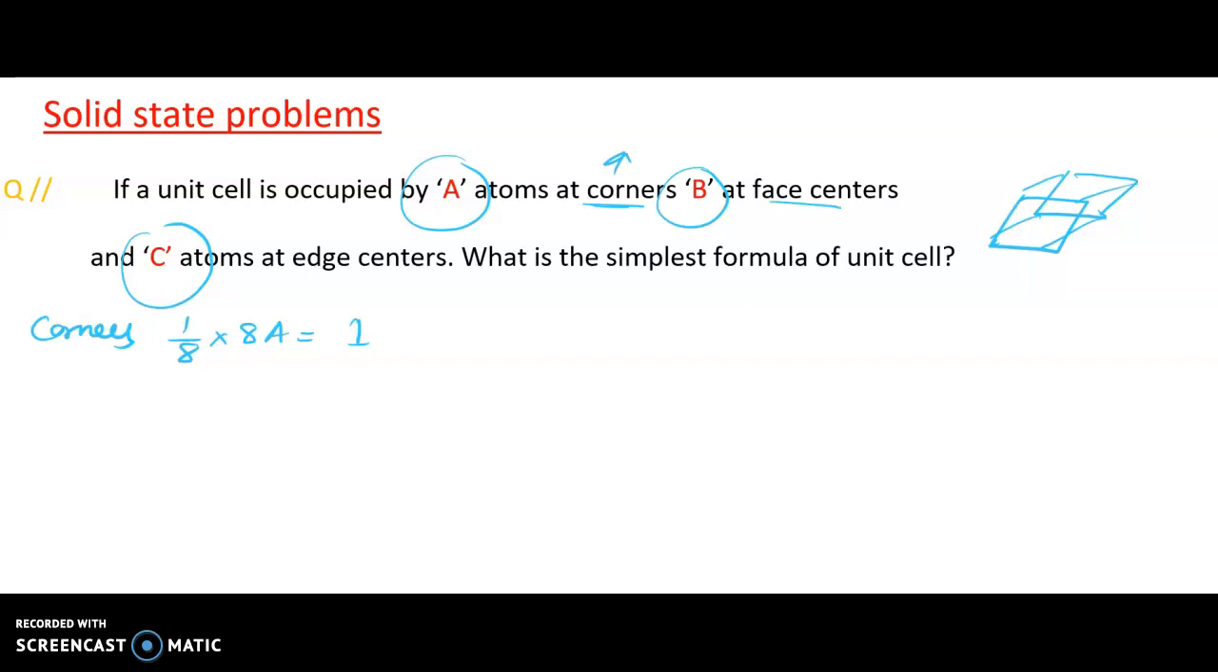Next, B atoms are present at face centers. There are 6 faces, so face centers are 6, and the contribution at each face center is 1 by 2. So 6 into B into 1 by 2 gives 3 times, so 3B. Here 1A, and C atoms are present at edge centers.